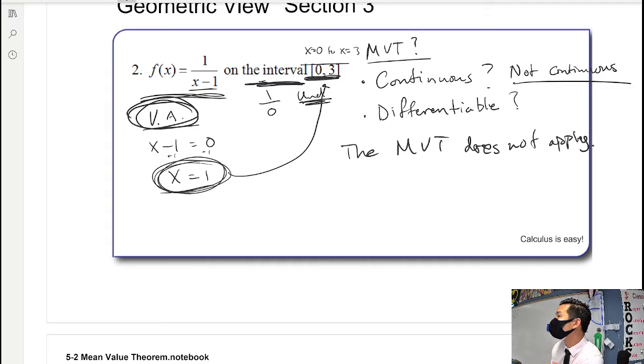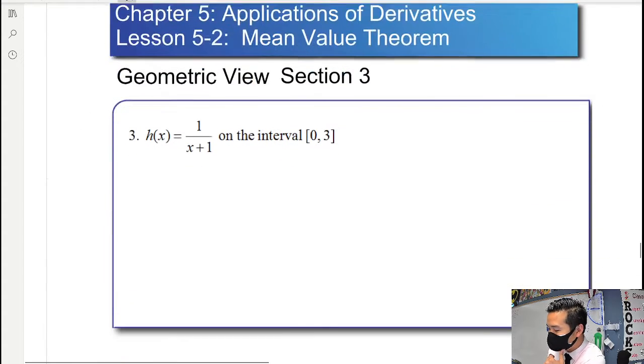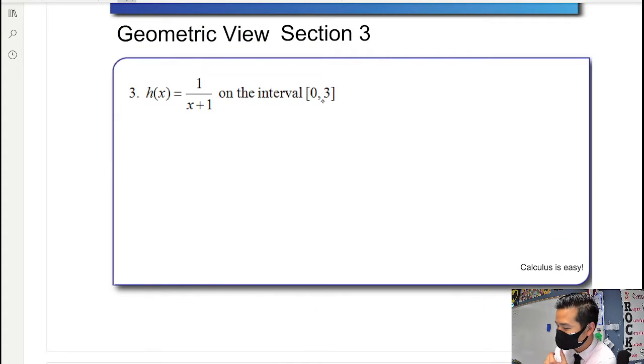But why do you have to look if it's a vertical asymptote? Like, we already know it's not continuous. Well, we just found out it's not continuous because the vertical asymptote is there. So that actually leads us to number 3. Check out number 3. What's the interval they're asking us to look on? 0 to 3, right? Same thing applies, right? We're trying to see if the mean value theorem applies here.